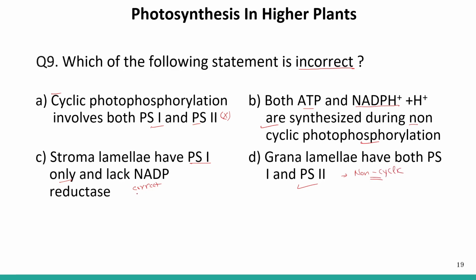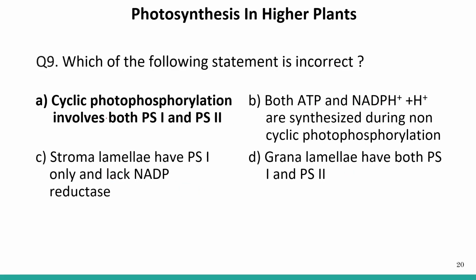In the stroma lamellae, only photosystem 1 is involved, so cyclic photophosphorylation can occur here. Okay, and why? Because it lacks the NADP reductase enzyme also. Okay, that's why only cyclic photophosphorylation will be activated. So what should be the answer here? Option A. This is the incorrect statement here.